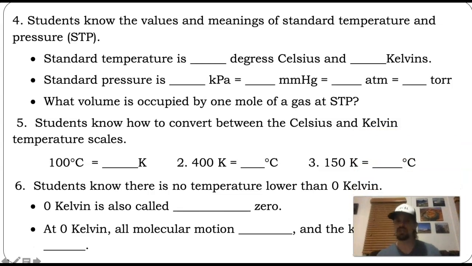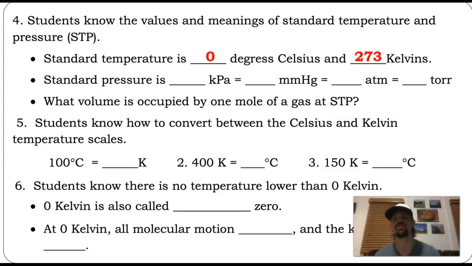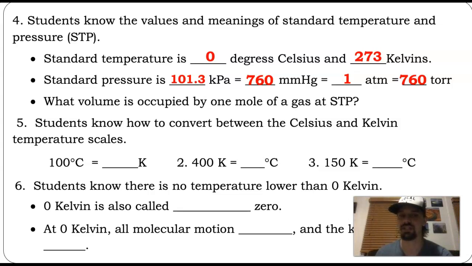This unit, you also need to know the values and meanings of standard temperature and pressure, or STP. Hopefully you know the standard temperature means 0 degrees Celsius, which is also equal to 273 kelvins. Standard pressure is 1 atm, or 101.3 kilopascals. That equals 760 millimeters of mercury, which equals 1 atmosphere and 760 torr. Also, what volume is occupied by 1 mole of any gas at STP? We've been using this for the last few units. 1 mole of any gas at STP has a volume of 22.4 liters.